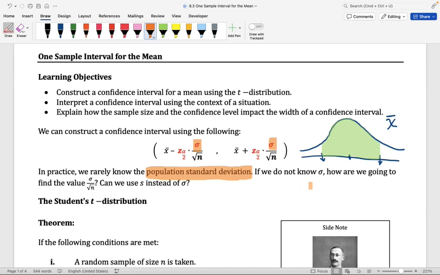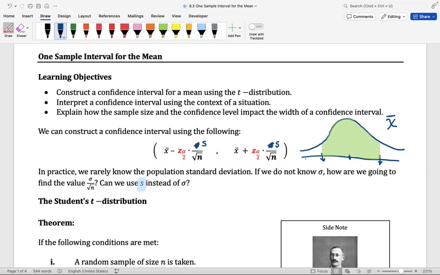If we do not know sigma, how are we going to calculate this part here, sigma divided by the square root of n? The first thing that might come to mind is, well, we don't know the population standard deviation, but we do have the standard deviation of the sample. We do have S. Can we use S instead of sigma? So going back to our formula. Again, the question is, can I go ahead and use S instead of sigma here? The answer to this question is yes.